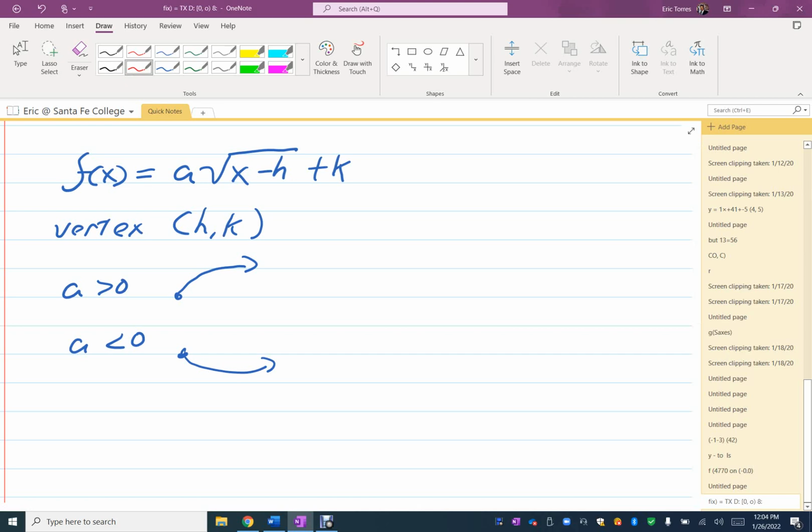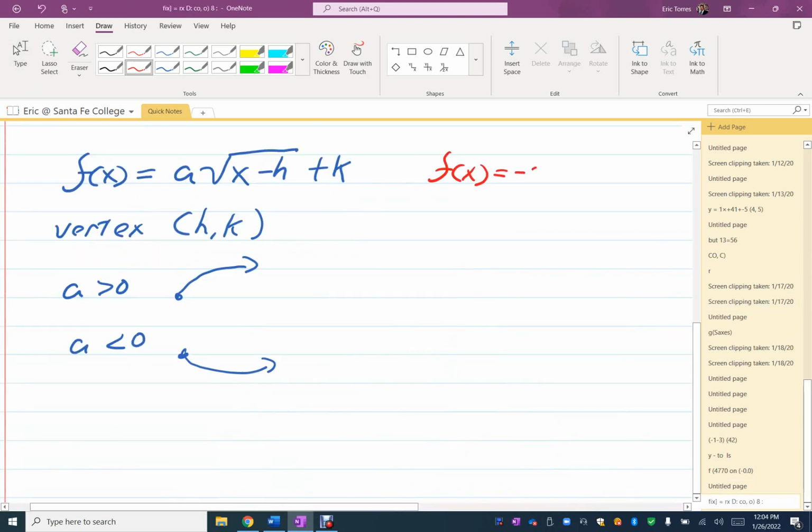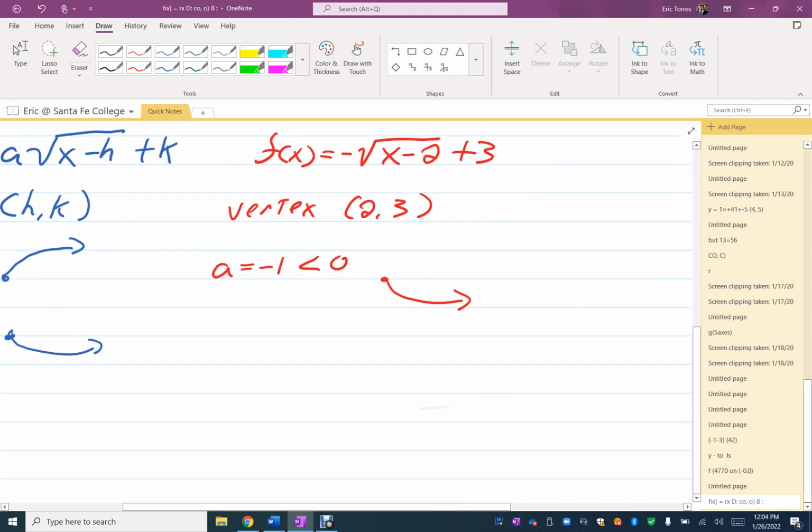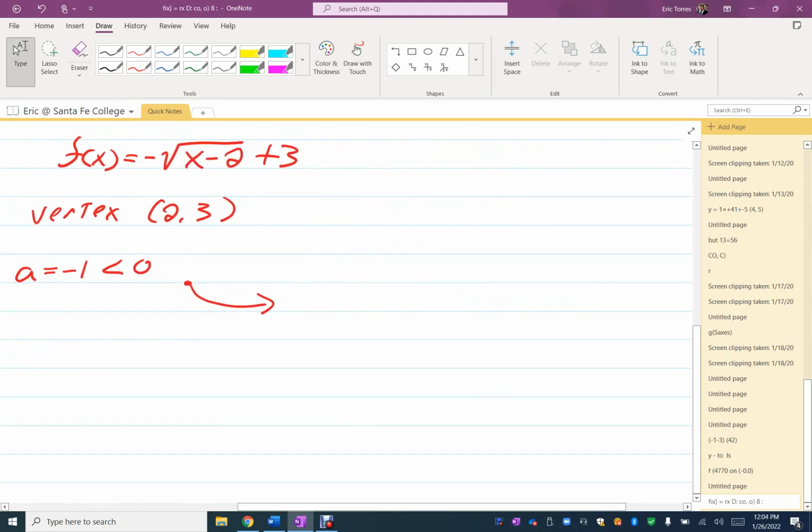So here's an example. Negative square root of x minus 2, plus 3. So this function has a vertex at 2, 3. The a equals -1, and that is a negative number, which means my graph will open like that, starting at that point, 2, 3. So I'm going to go ahead and make that graph now.